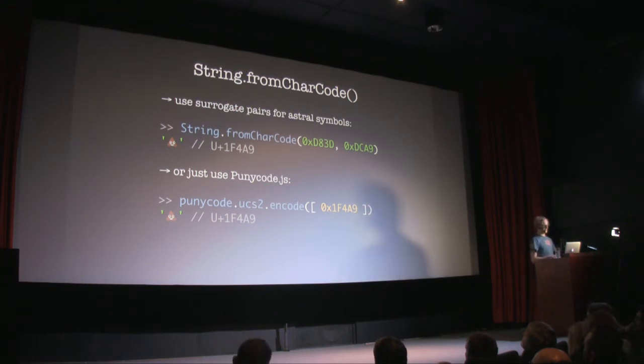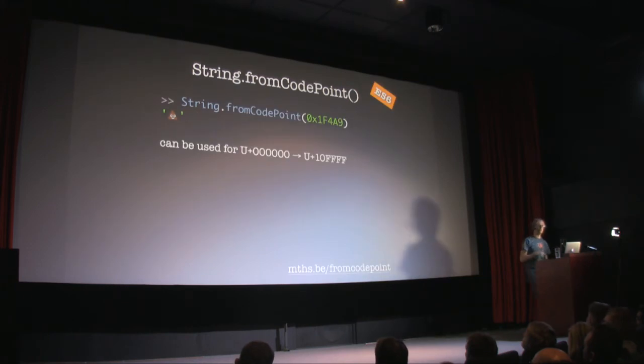And that's why ECMAScript 6 introduces a new method called string.fromCodePoint. It does kind of the same thing as string.fromCharCode, except that this one actually works, even for astral symbols.